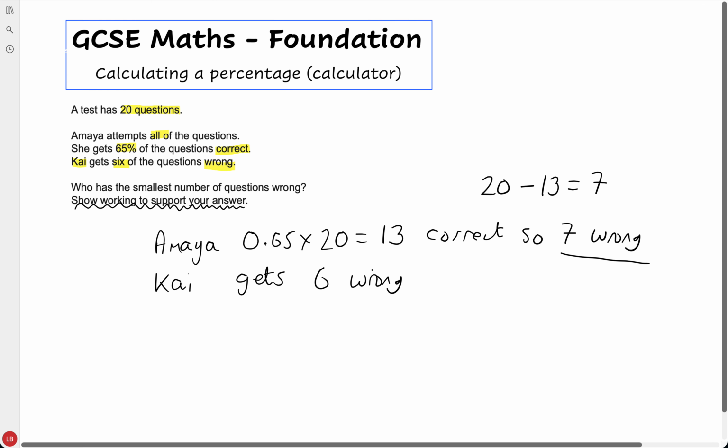The question tells us Kai got 6 wrong. So I think we're good to answer the question now. Who has the smallest number of questions wrong? Smallest number. Well, 6 is smaller than 7. Double check that. Who has the smallest number of questions wrong? 6 is smaller than 7. It's Kai. It's definitely Kai. We've done all our working out.